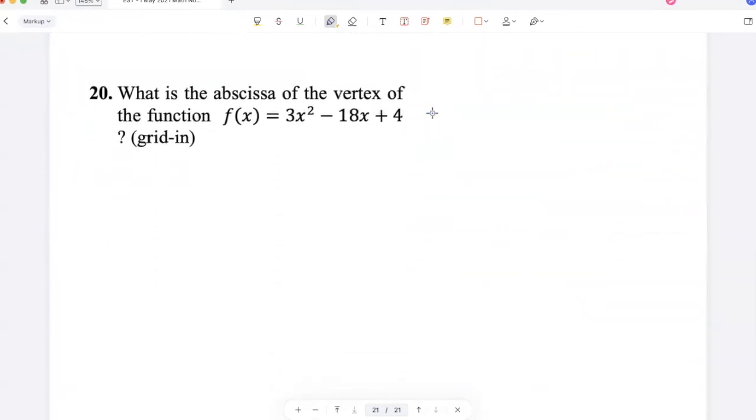What is the abscissa of the vertex of the function? So abscissa is the x coordinate. And the x coordinate of the vertex is minus b by 2a. So that's minus of negative 18 by 2 into 3. 2 into 3. So that's 18 by 6. So that's 3.